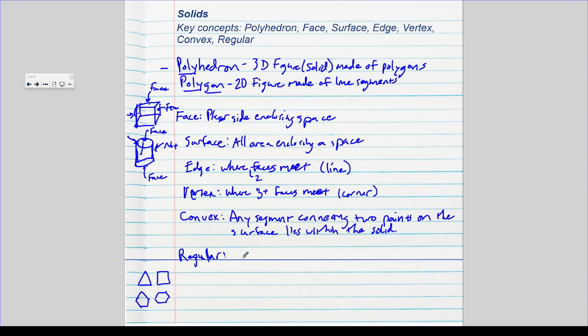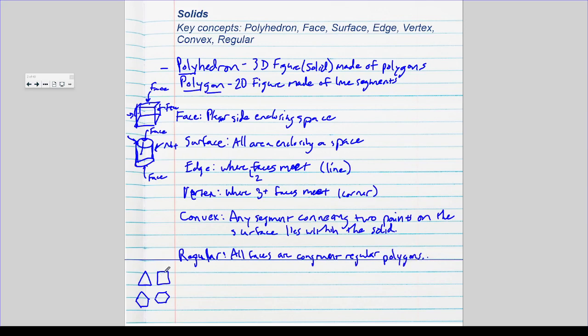So a regular polyhedron, or regular solid, is going to be made up of, let's say, all faces congruent regular polygons.